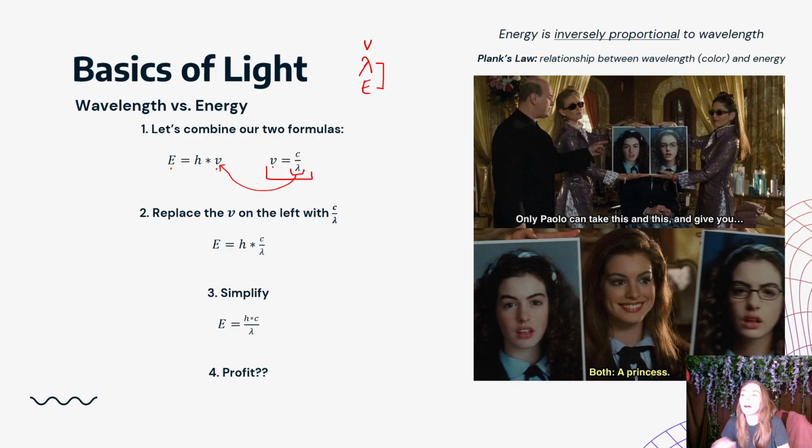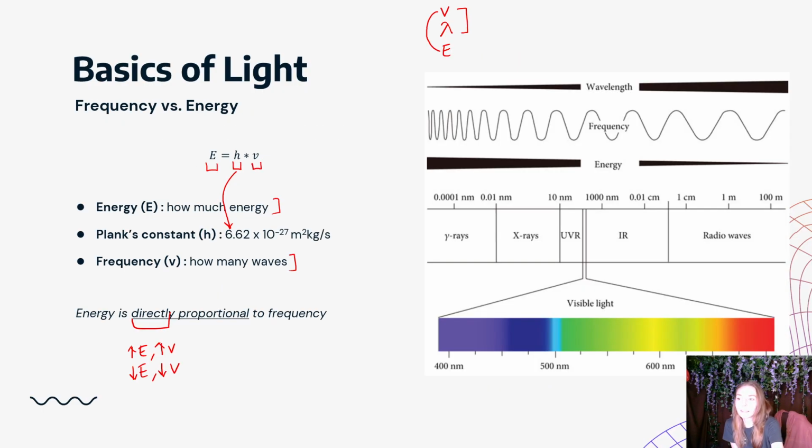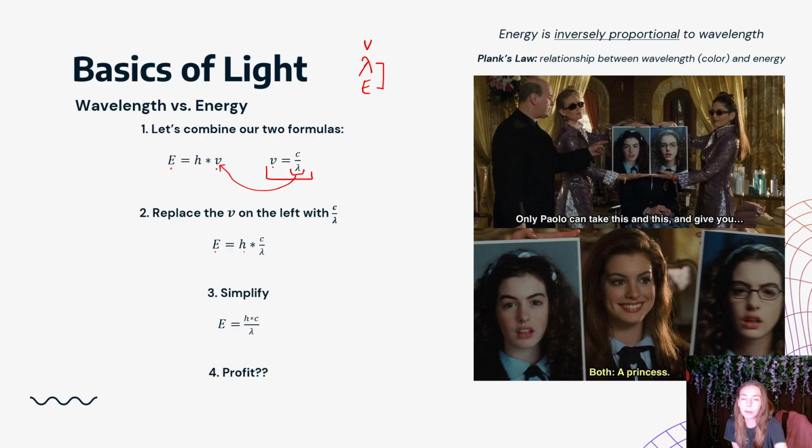Anyway, so when we do that, we end up with energy equals h, which was Planck's constant, as we learned a second ago, which, by the way, that's that number. I would know that number. We had to know that number.